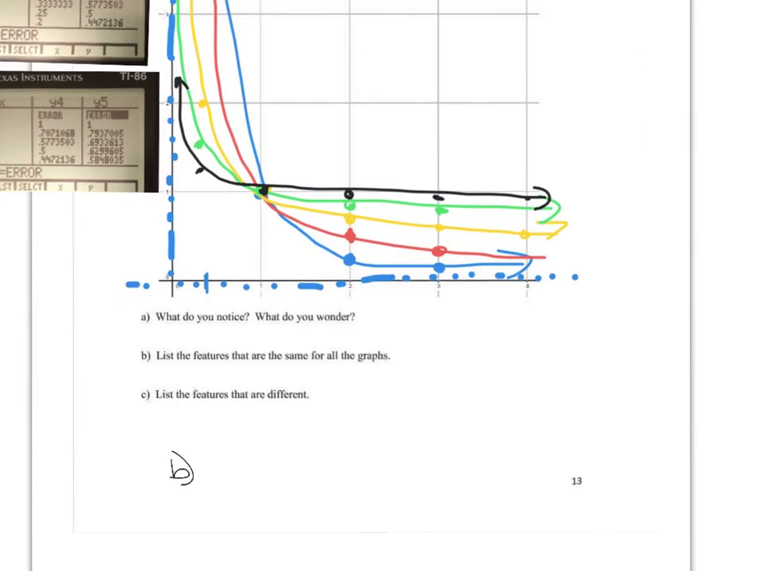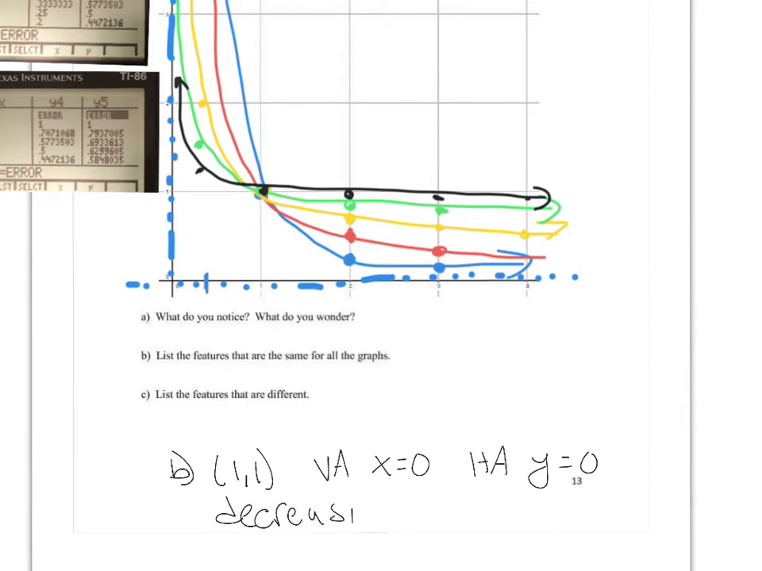So for same, did you say they all go through the point (1, 1)? There's a vertical asymptote at x equals 0, and a horizontal asymptote at y equals 0. They're all decreasing. And they have similar shapes even though they're decreasing at different rates. So that's my answer for C, would be their steepness and how quickly they're decreasing.